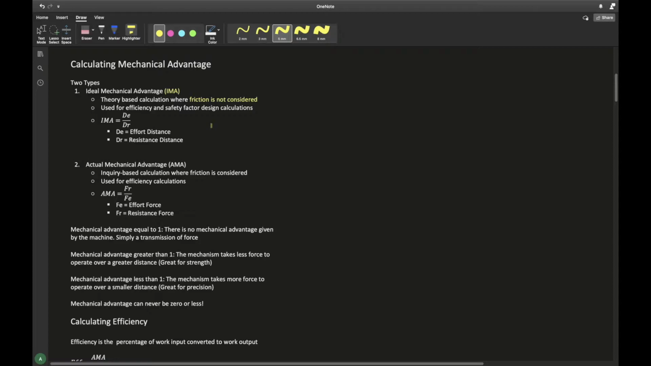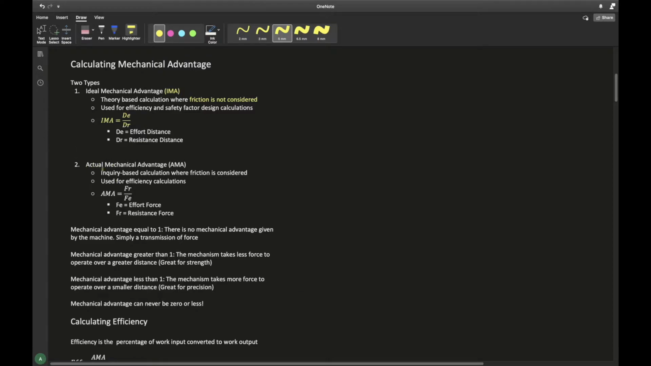So you can approximate what a mechanism or a simple machine is going to do for you based off of its IMA. And then you can make approximations on how much you're going to lose later down the road due to friction. The IMA is the ratio of the effort and resistance distance as shown by this equation here, dE being the effort distance and dr being the resistance distance.